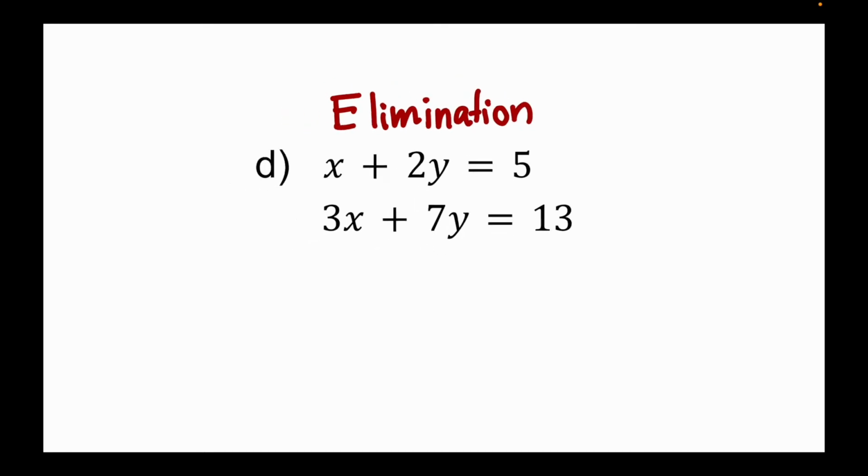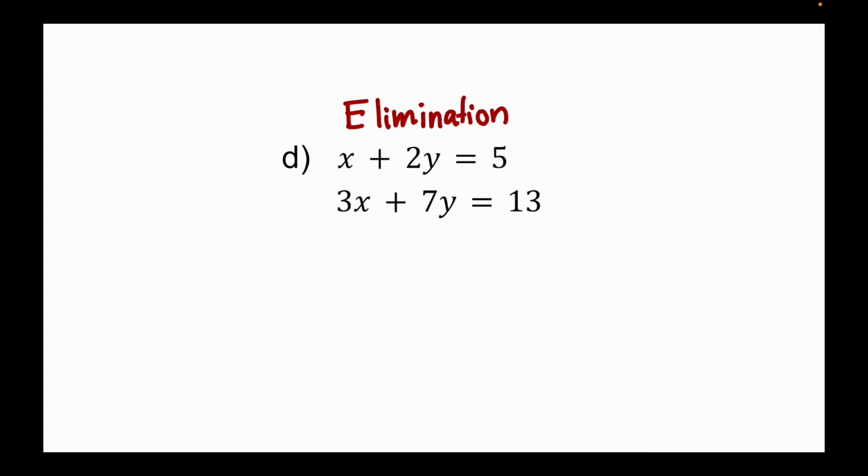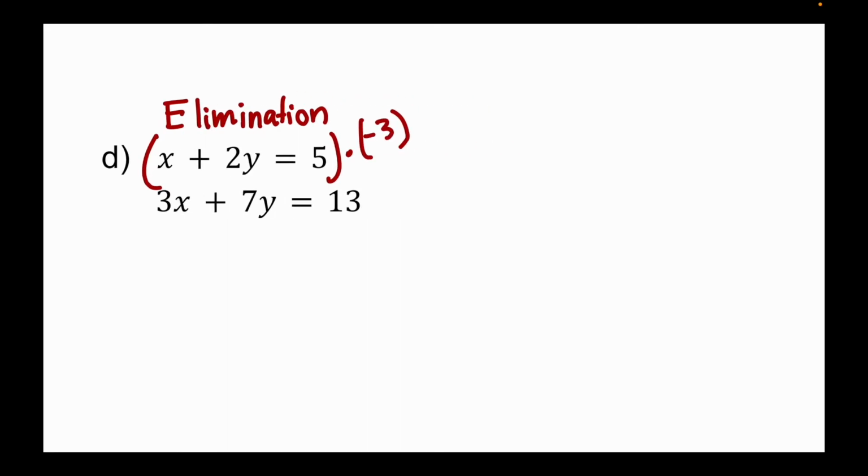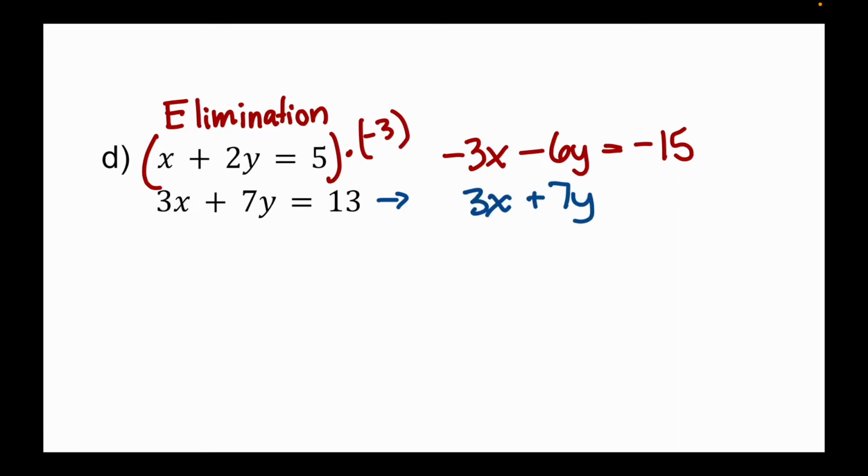Okay. Now I'm going to do that. I have to multiply something here in order to make this work. I'm going to multiply this top one by negative 3. So this whole thing, we're going to multiply by negative 3, and we'll write that over here to the side. So I'll get negative 3x minus 6y equals negative 15. And then this one will kind of just stay the same. Positive 3x plus 7y equals positive 13.